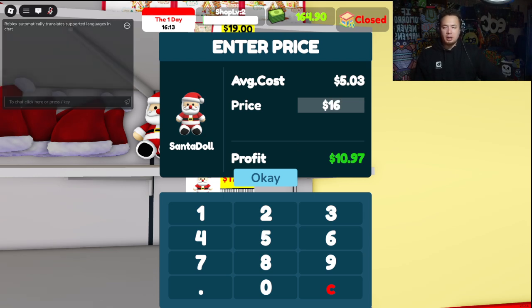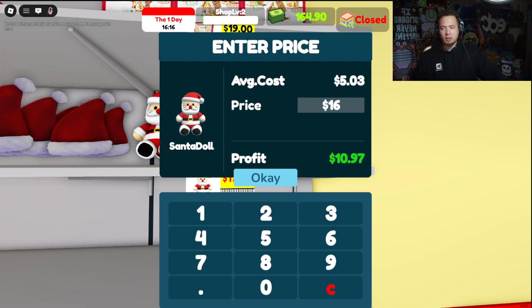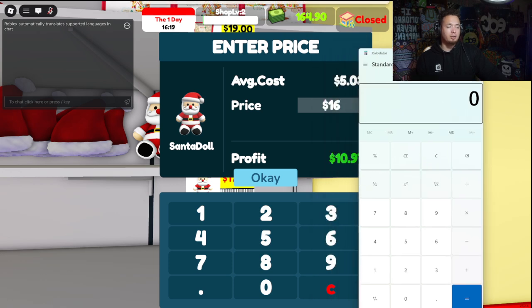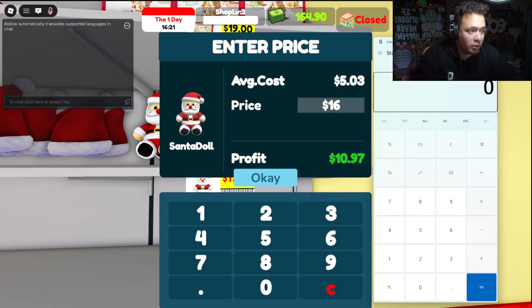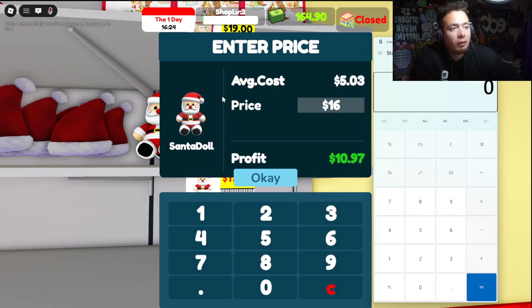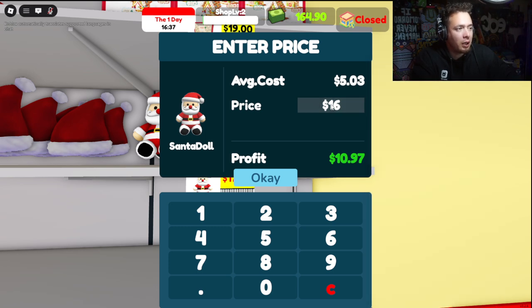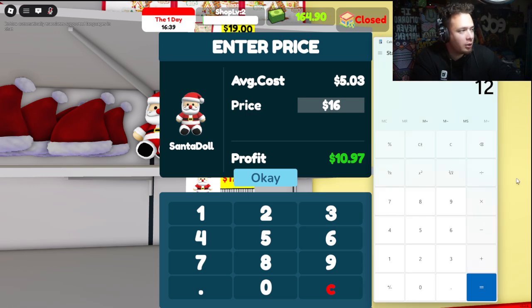I'm going to show you what the profit is. If you want to calculate this on your own, you definitely can. You don't have to, realistically, because it tells you per unit right here. For each Santa that is sold, you get $10.97. Let's put this up, because there is a total of 12 Santas. You're going to multiply that by the price right here, which is 16, times the 16. And this is what you get out of it, which is 192.